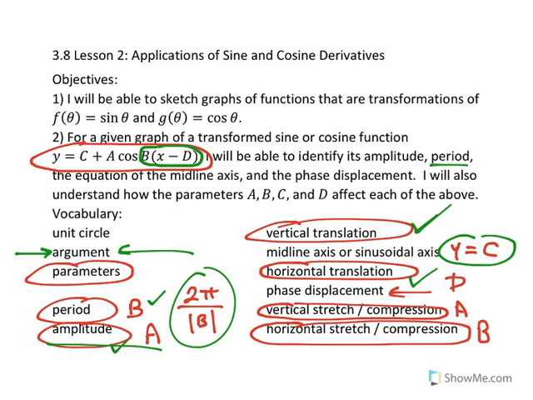Once again, what do we mean by the argument? The argument is what we're taking cosine or sine of. In what I have here, it would be b times x minus d.